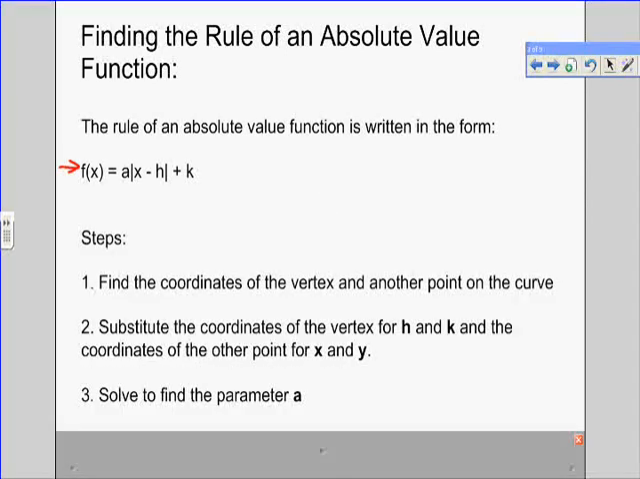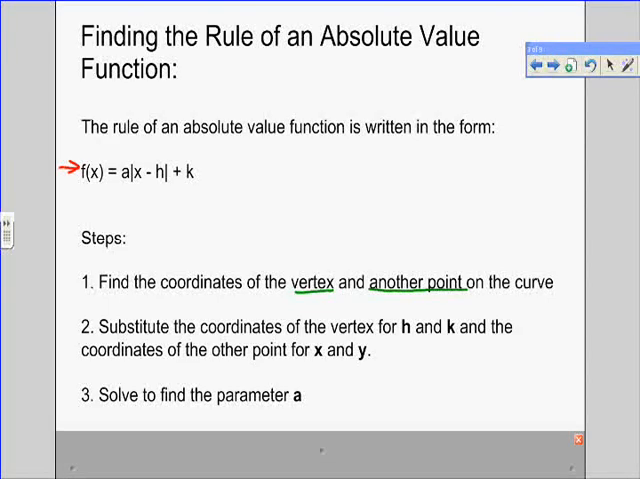All right, so let's take a look at some rules here that help us find the rule of our function. And it's very, very similar to the square root function. So the very first thing is that we need to find the coordinates of the vertex and another point on the curve, or they could be given to us. So we need to know our vertex and at least one other point on our curve.